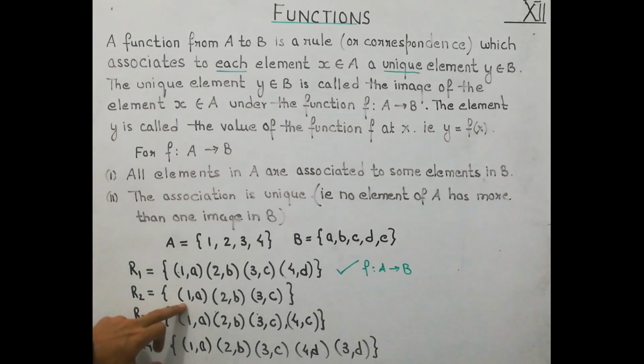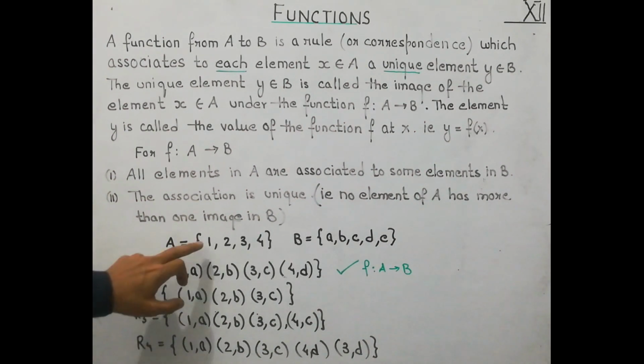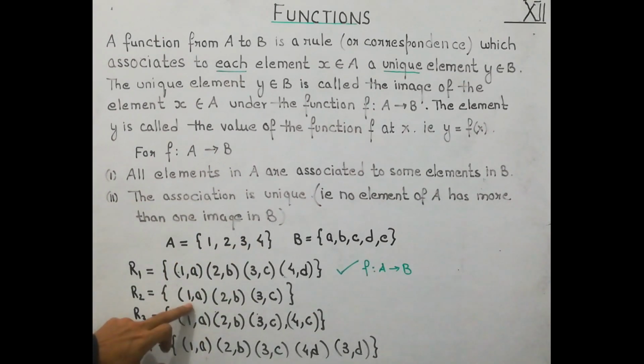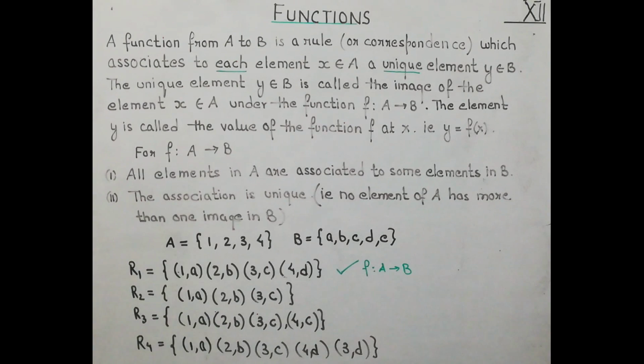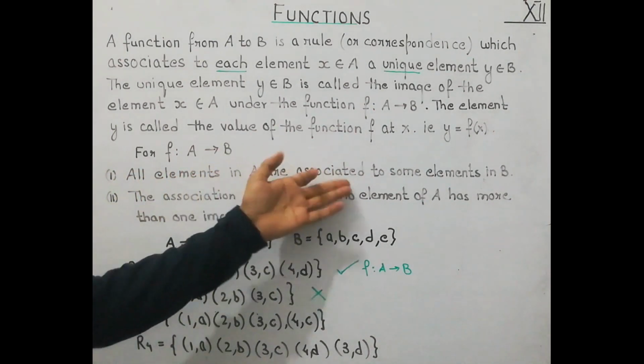Now if you see in this relation, set A has 4 elements but only 1, 2 and 3 are associated with elements in set B. So one of the elements, that is 4, is not associated. We will say that element 4 does not have an image. So this relation is not a function. The first condition is not being satisfied: all elements in A are to be associated.